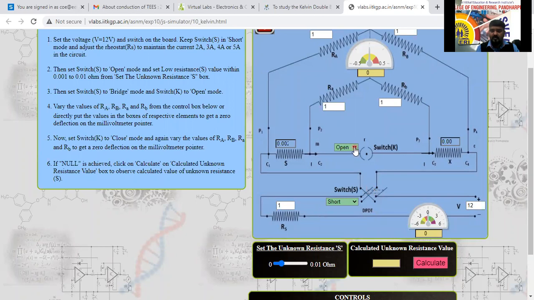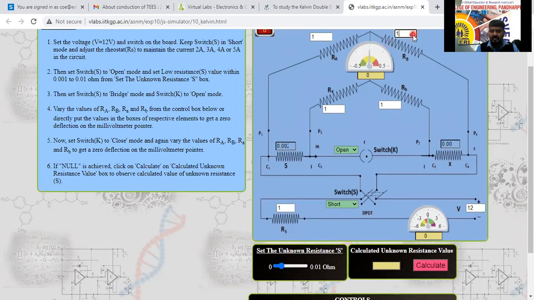This one has open and close, which we have to keep here. By varying this value up and down, we can set the value of resistance. Here also we can change. This is the standard resistance, and this is the unknown resistance we have to measure. RA, RB, all these four resistances we can increase or decrease to bring the bridge into balance condition.